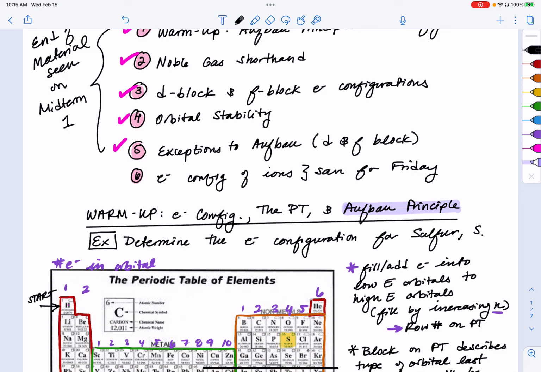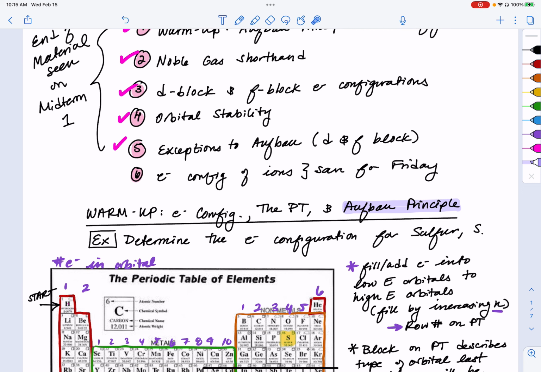If you need help answering these questions that deal with electron configurations of ions, in general, the rule is if you add electrons, you follow Aufbau. So just keep going like you normally would. If you remove electrons, then you remove P, then S, then D, then F. That's the removal order. But again, we will talk about this on Friday together.